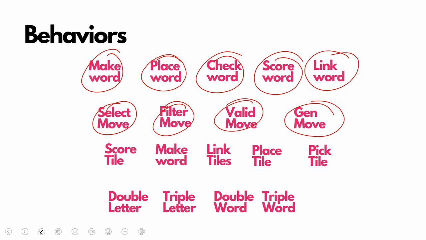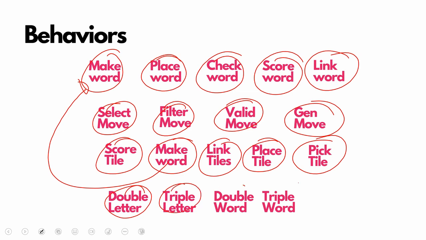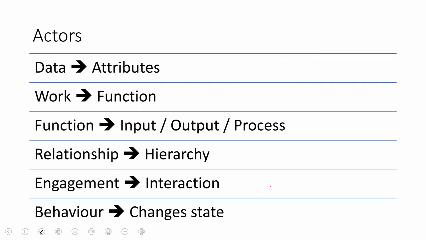If you look at tiles and words, score a tile, use tiles to make a word, link tiles, place tiles, pick tiles. And then this make word is also linked to this make word here above. Then if you look at special squares, the special squares that modify the scores, usme you have double letter, double word, and triple word, right? These are behaviors. And then when you bring both of these two elements together, you can go out and dig a lot deeper. So for example, you look at just actors.